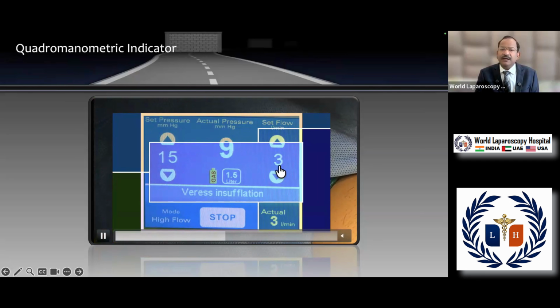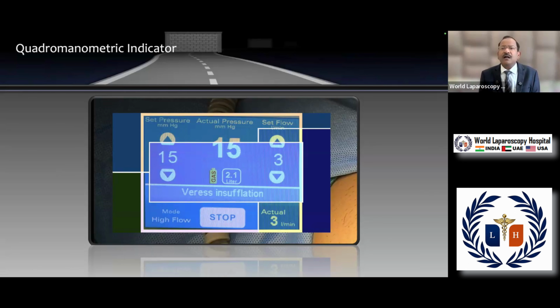And here it is now 3, and now you can see this is 10, it is increasing further, this is 13, this is 15. Now you can see the preset pressure has reached the actual pressure. That means now is the time when you should stop the insufflation and put the first trocar, that is the optical port.